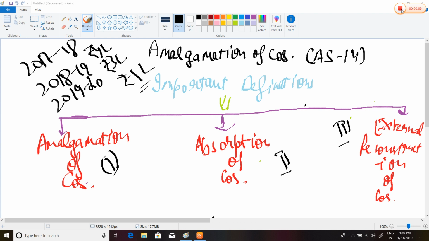This lecture is for CA Intermediate and CA IPCC Accounting and Advanced Accounting, paper number 1 and paper number 5. So let's start. Amalgamation of companies. Amalgamation of companies is accounting standard number 14.